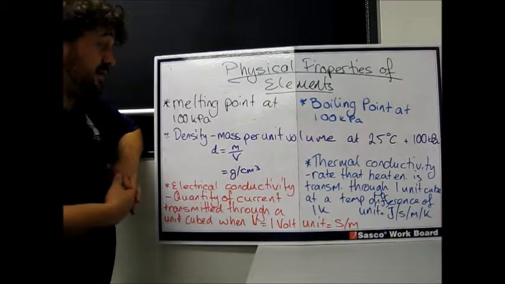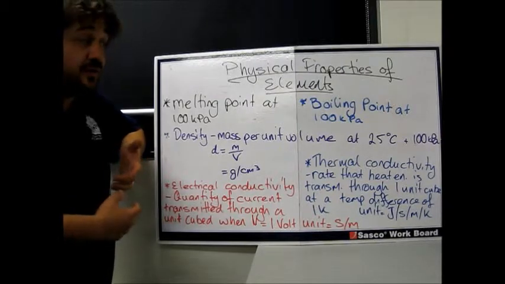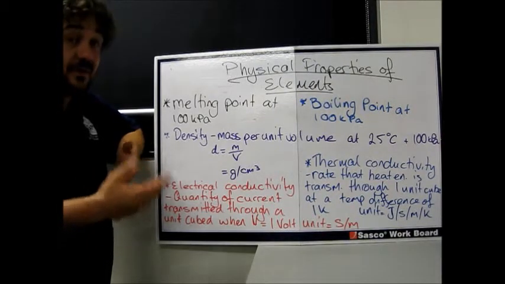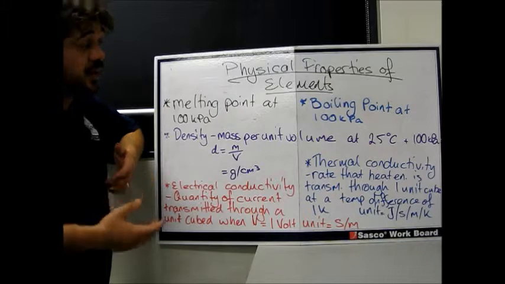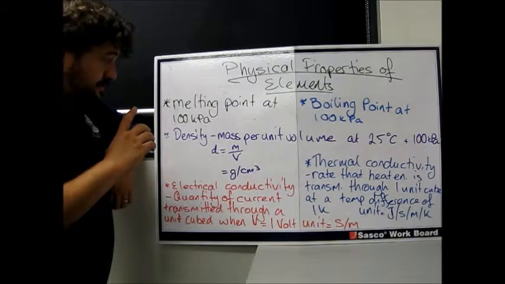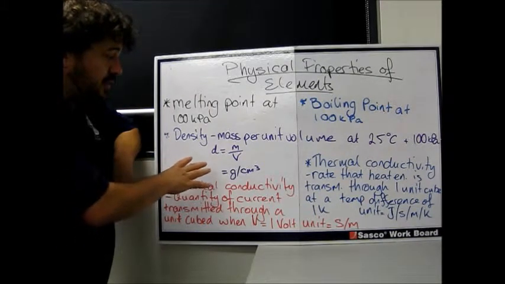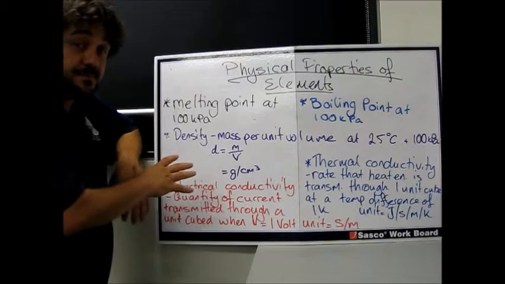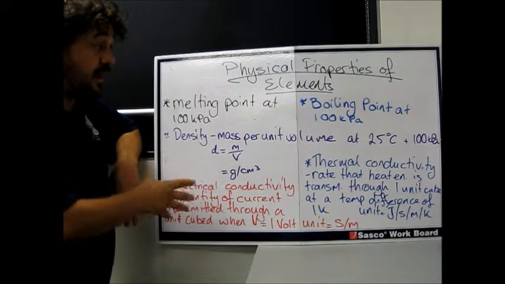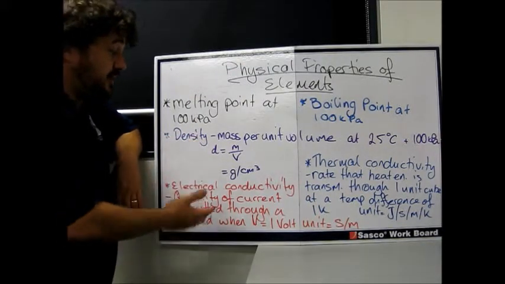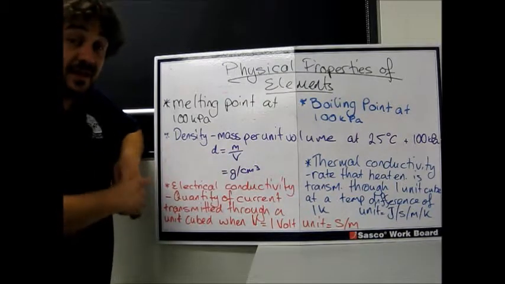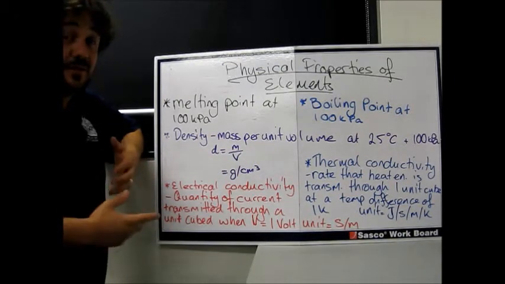The density, so this is the mass per unit of volume, at 25 degrees Celsius, 100 kilopascals. Here we're talking about the mass divided by the volume, so it's grams per centimeter cubed, and that's the unit. 1 centimeter cubed equals 1 milliliter.